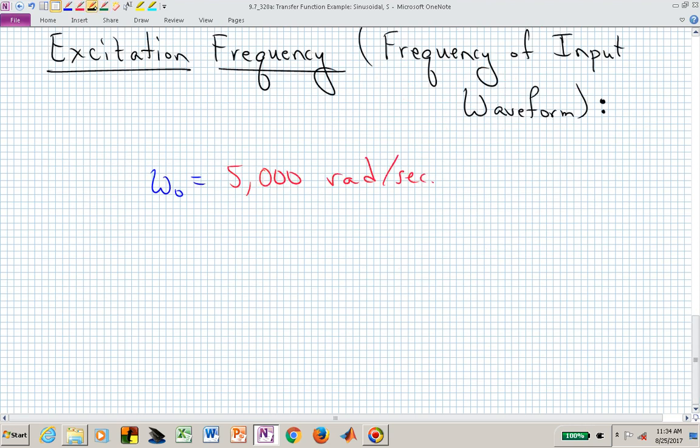Now we simply evaluate our transfer function on the imaginary axis at that omega naught location. So we're on the imaginary axis, that's the J, and we're up at a location 5,000. So we've walked up the imaginary axis to a location of 5,000. That means everywhere we had an S in our transfer function H, we replace that S with J 5,000. We had a scaling factor of 1,000. We had S.